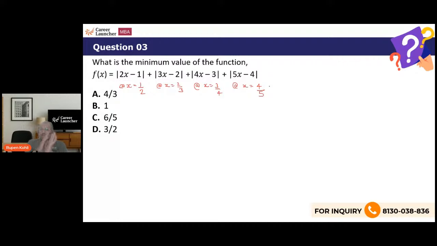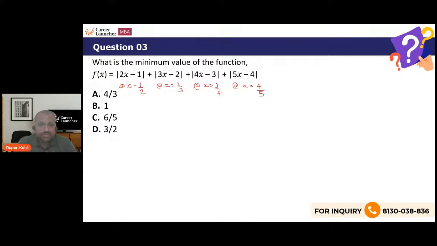In the case when there are an even number of terms, there is no single middle term. So you need to check the value of the function at both the middle terms. Whichever is the least among them is the minimum value of the function. So the two middle values are 2 by 3 and 3 by 4. These numbers are already in increasing order: half, then 2 by 3 is larger than that, then 3 by 4 is further larger, and 4 by 5 is largest. So you need not check the value of the function at half and 4 by 5 because they are the extreme values. In the middle, there are these 2 values, 2 by 3 and 3 by 4.